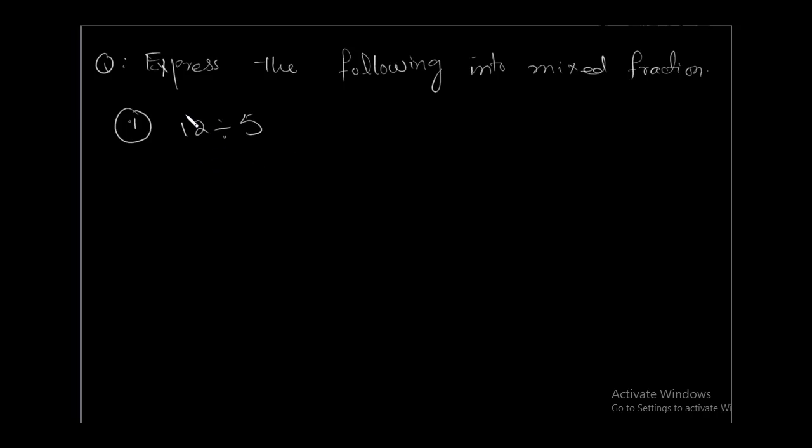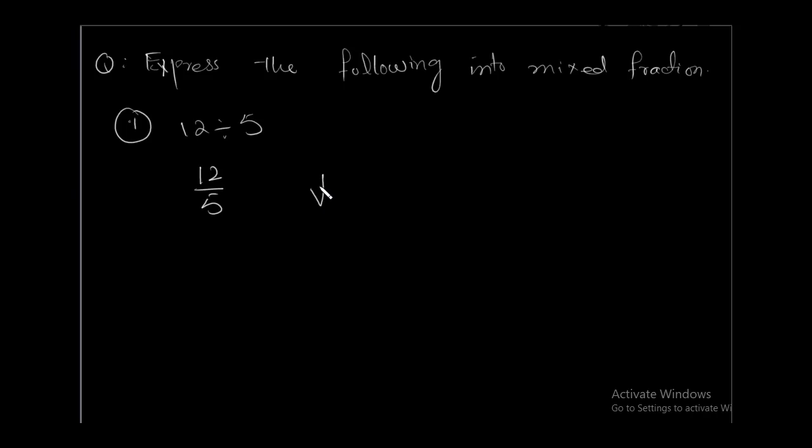As we have seen and learned, how can I write this as a fraction? I can write this 12 divided by 5 as 12/5. This is how we can write this in fraction form. Here it is clearly seen that this fraction is an improper fraction. Whenever we get an improper fraction, we can convert this into a mixed fraction. This is how we can convert this into a mixed fraction.